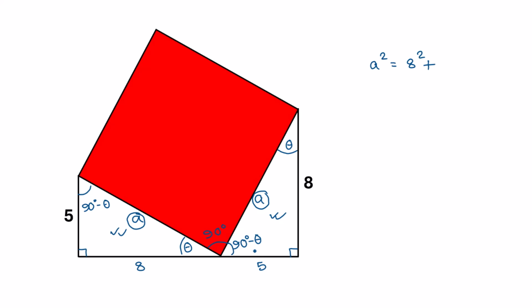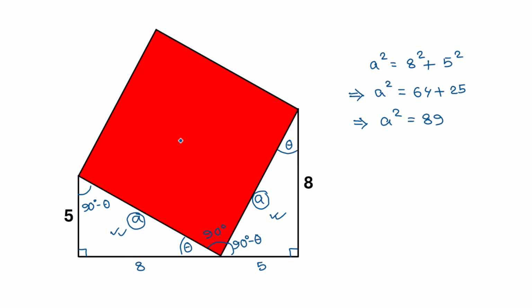plus this base, this is 5, so 5 squared, or A squared is equal to 8 squared, this is 64, plus 5 squared is 25, or A squared is equal to 64 plus 25, this is 89.